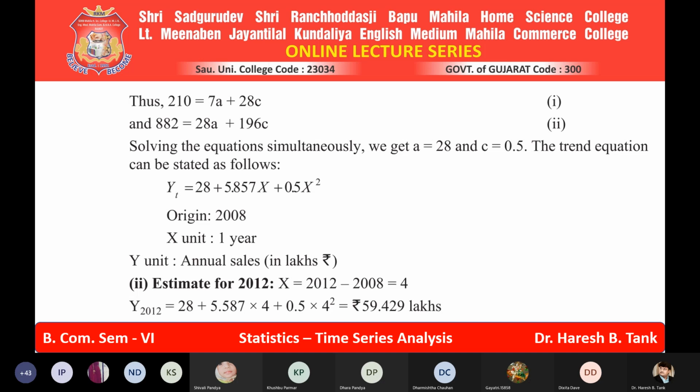Once you do it, the second question was to estimate the value for 2012. In this case, your value of x is equal to 2012 minus the origin, which is 2008. So the value of x is 4. In the given equation, if you substitute x equal to 4, you will have the estimated value for 2012, which is 59.429. Are you able to get this value as 59.429?